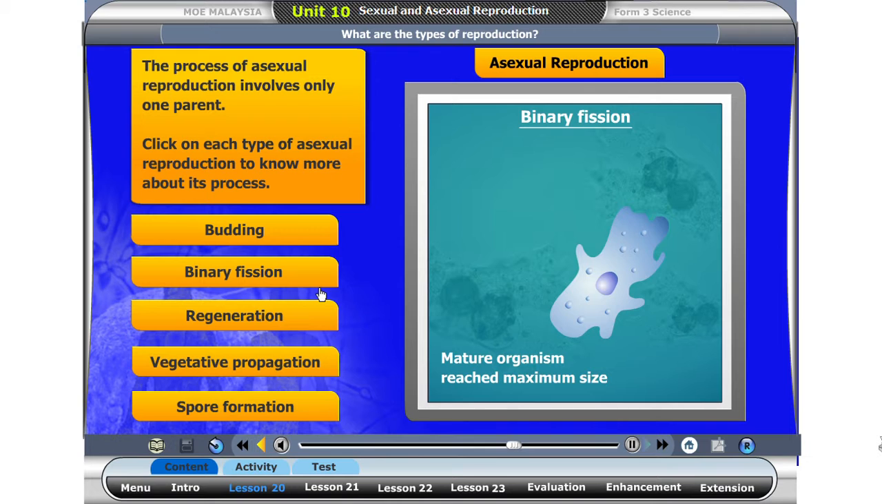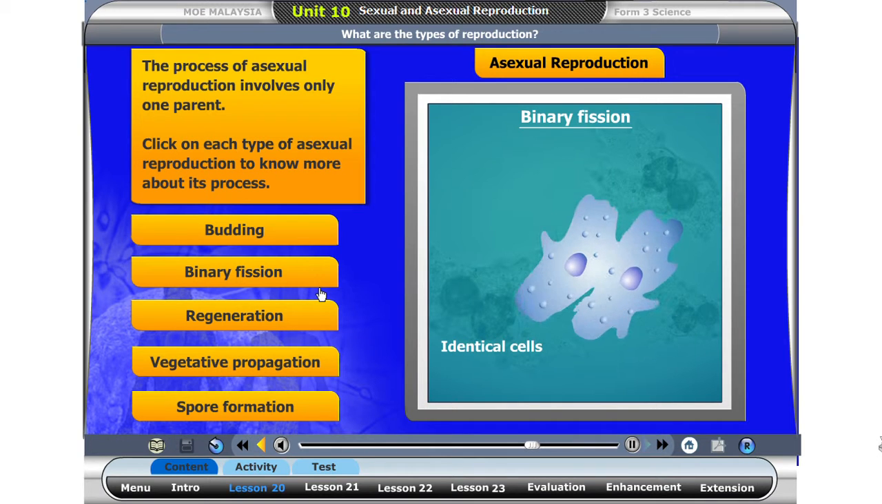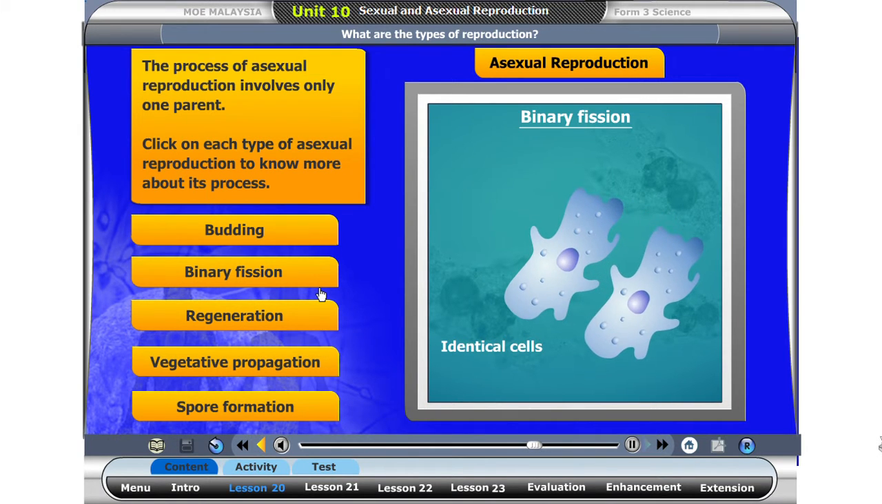Binary fission happens when mature organisms that have reached maximum size perform cell division to produce two identical cells. The identical cells produced will develop and have the same characteristics as their parent. The identical cells are new individuals.